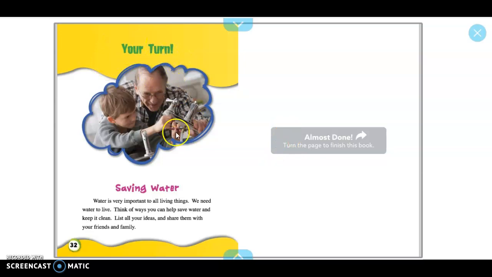Now your turn. Saving water. Water is important to all living things. We need water to live. Think of ways you can help save water and keep it clean. List all of your ideas and share them with your friends and family.